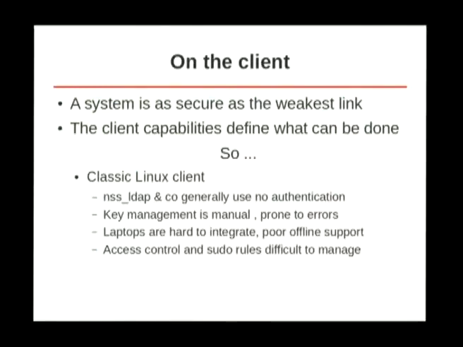On the client, servers are important, but if the client can't do something, there isn't much use in putting up a server infrastructure. So what can the classic Linux client do that we used as a base to start with FreeIPA 6 years ago? 6 years ago, the situation was that a Linux client can use nss_ldap or other things like nss_ldapd, which is a descendant of nss_ldap.